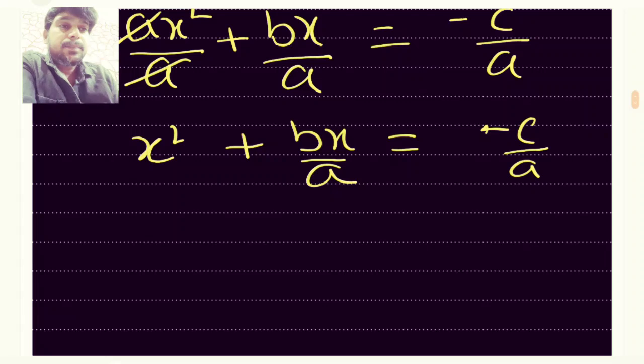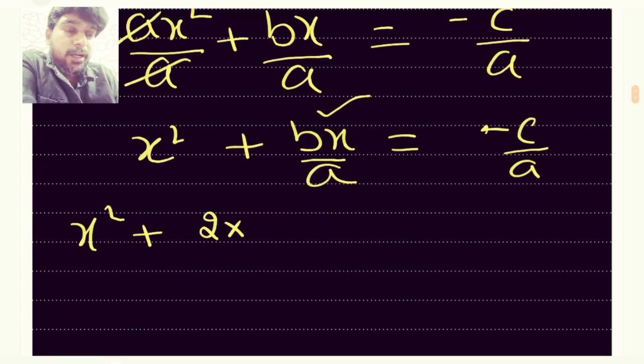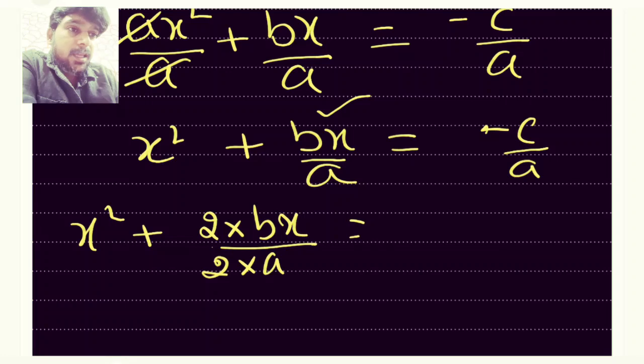Now what you have to do is, you have to check that this term is having 2 in its numerator. No, it's not having 2 in its numerator. What we are going to do, we are going to multiply the numerator and multiply the denominator by 2. That is not going to change the value of the term, but still that will bring 2 in the numerator, right? So let's do that. X square plus, we are going to multiply the numerator by 2, that is 2bx upon, and we are going to multiply the denominator by 2, it becomes 2a is equal to minus c upon a, isn't it?